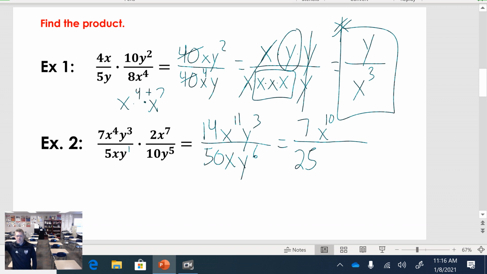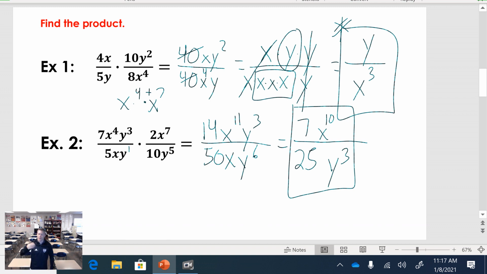Then we've got 3 y's up top because we have a y cubed, and then we've got 6 of them on the bottom. So you're going to take away the 3 up top, and then you take away 3 on the bottom, so you're left with 3 on the bottom as well. All right, so 7x to the 10th, and then 25y cubed would be our final answer when we multiply or find that product.